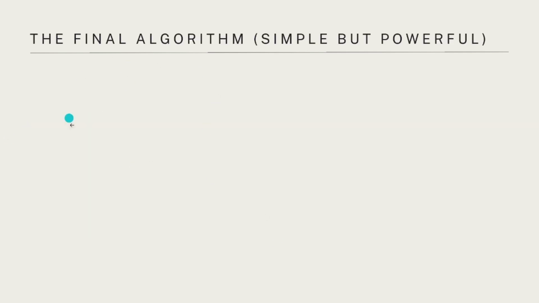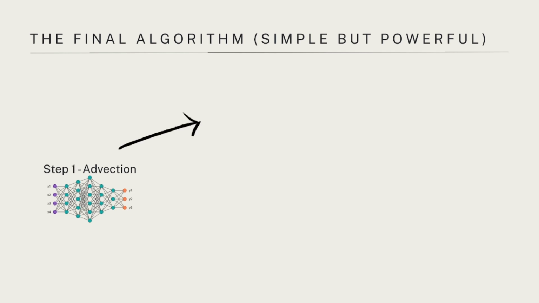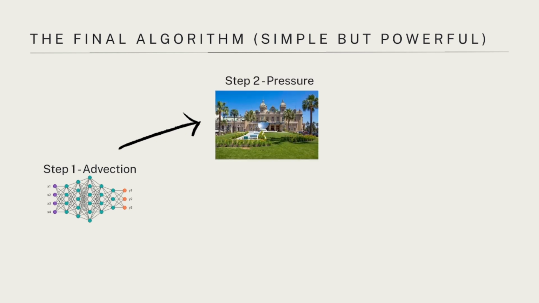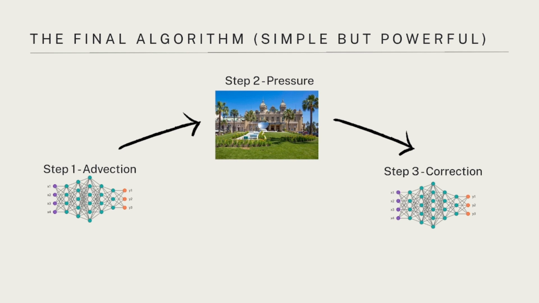At the end, we get the final algorithm, which is quite simple but also very powerful. So at each time step, the neural network will compute the advected velocity. The second step, the Monte Carlo step, will compute the pressure. And finally, the neural network again will compute the corrected velocity with, of course, those hard boundaries that we talked about.